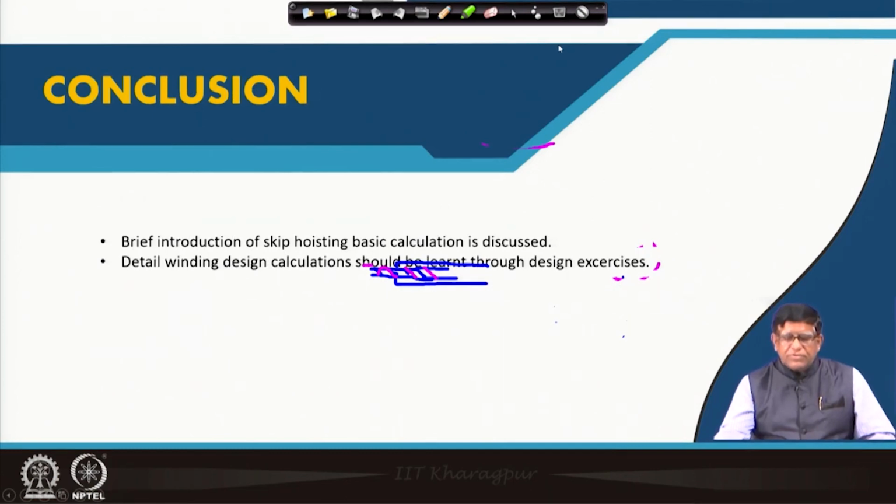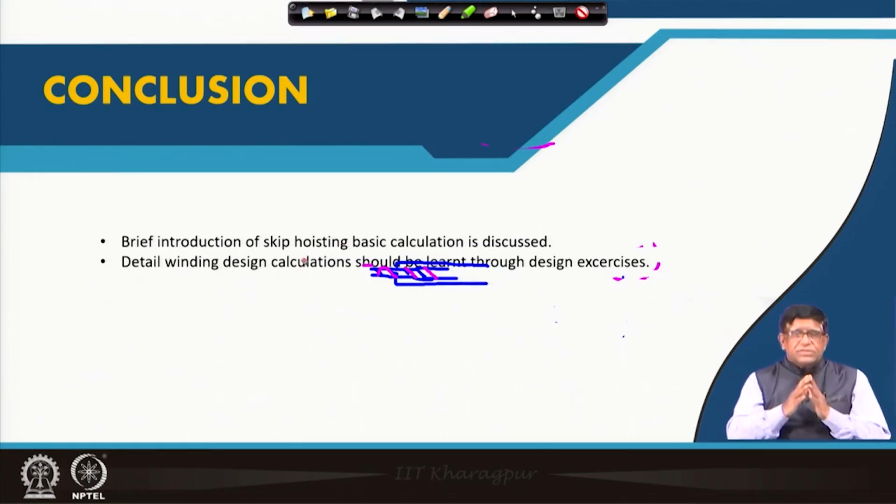Coming to the end, we have just given a brief introduction to skip hoisting, but design calculations involve a lot of things. As I said, P.K. Chakraborty's book from the CMPDI publications on winder calculation is there, and a lot of work can be done. So, as an introduction to initiate your design interest, I hope you will go through the books and study this.